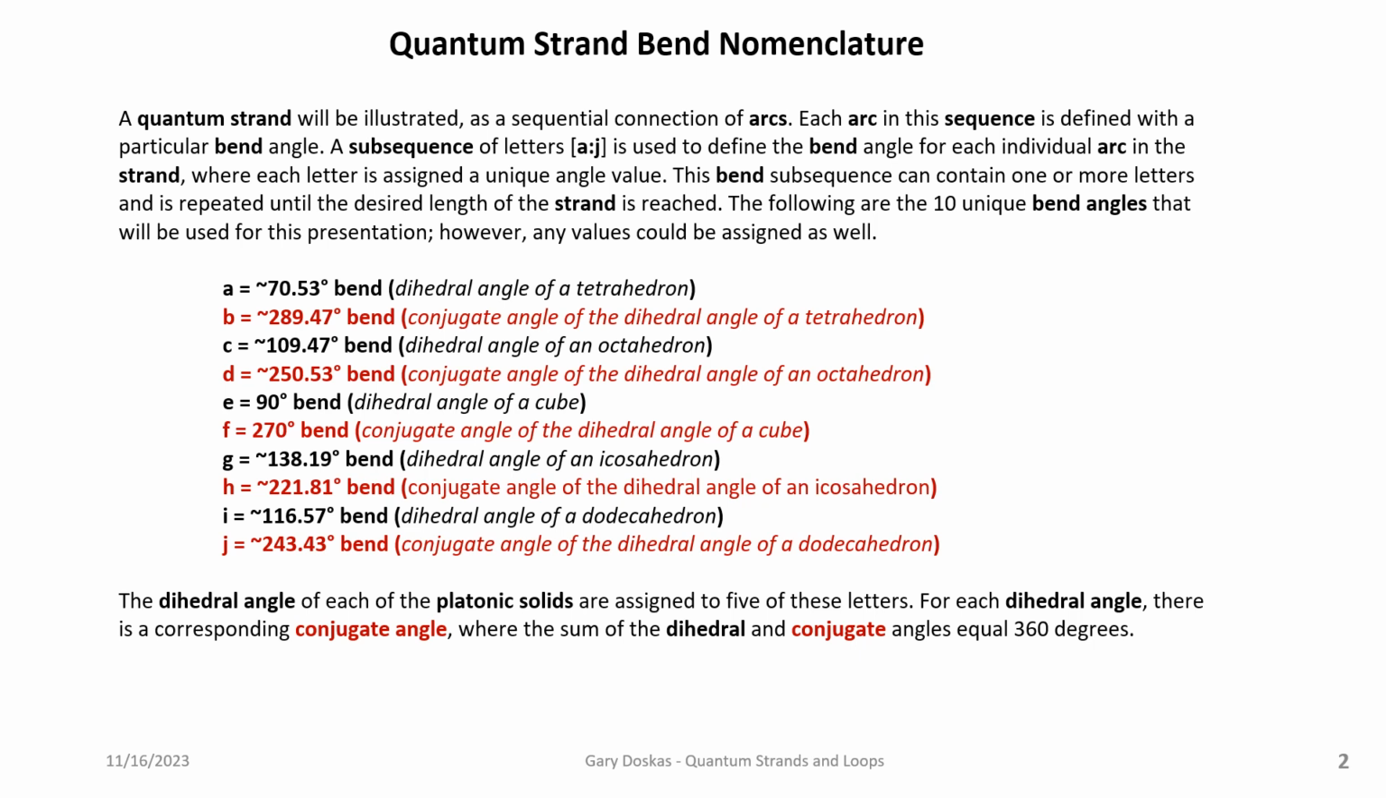This bend subsequence can contain one or more letters and is repeated until the desired length of the strand is reached. The dihedral angle of each of the platonic solids are assigned to 5 of these letters, and for each dihedral angle there is a corresponding conjugate angle where the sum of the dihedral and conjugate angles is equal to 360 degrees.